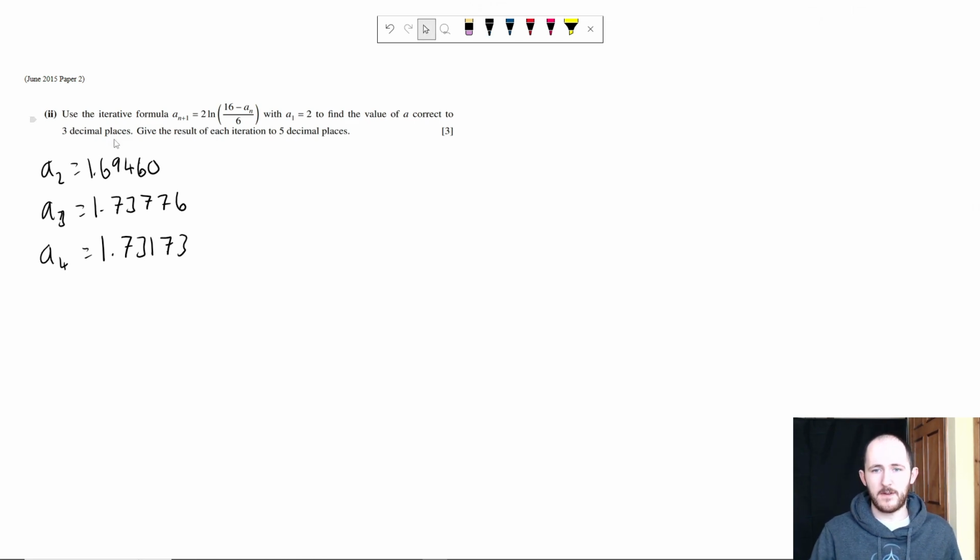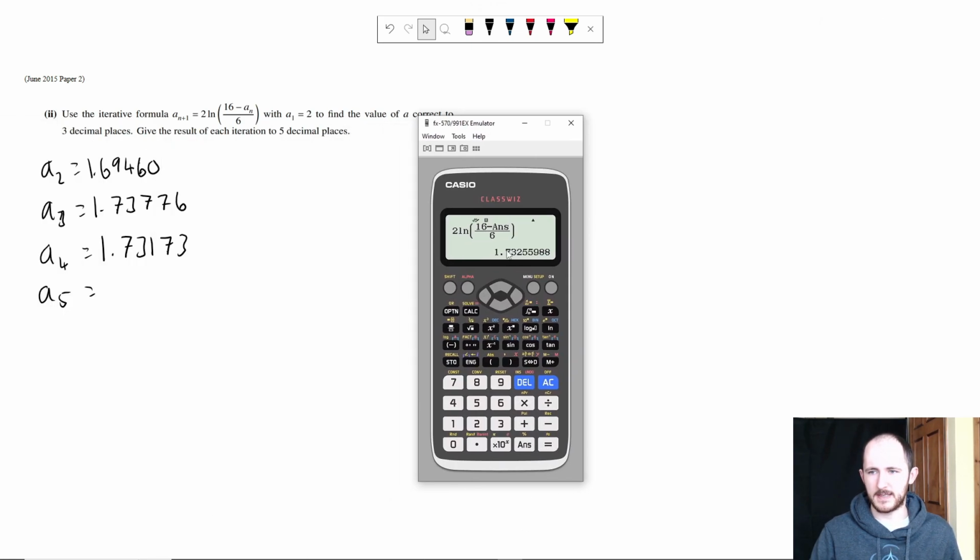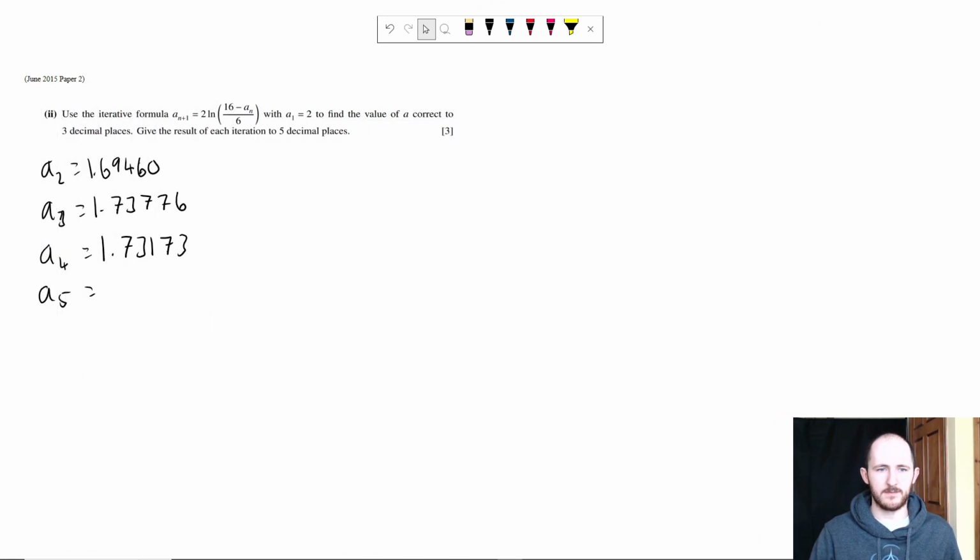1.73173. So if I look to 3 decimal places, they're both the same to 2 decimal places, but not to 3, so we have to keep going. So A5 equals, and it should change by even less, 1.7325 and so on. I'd recommend trying to write it out relatively neatly, lining up the decimal places so I can see if they're changing or not.